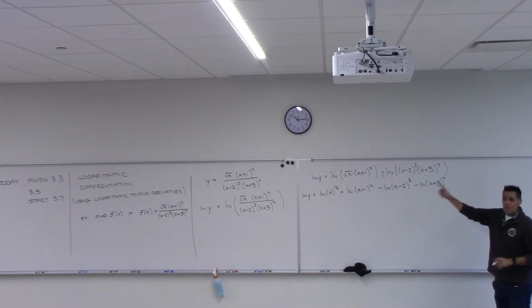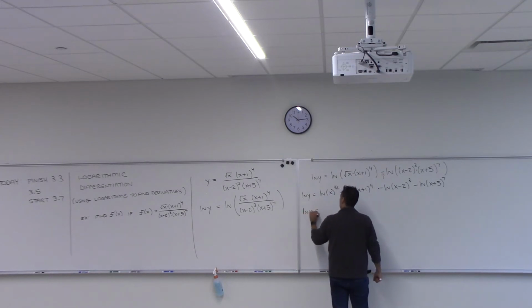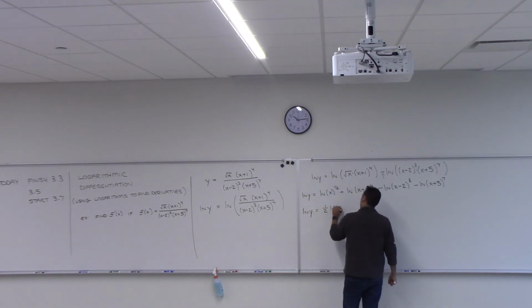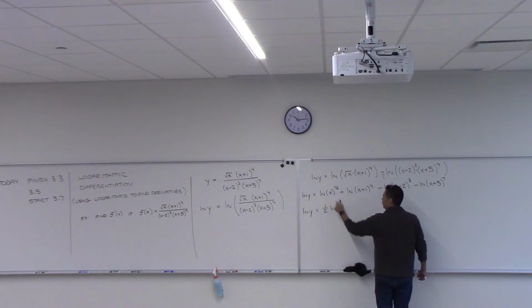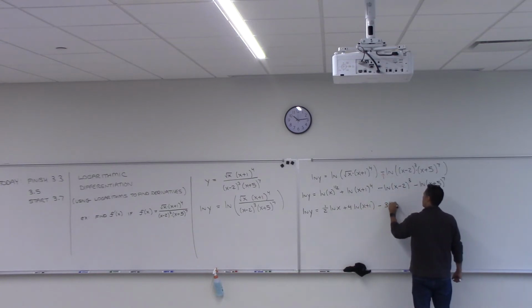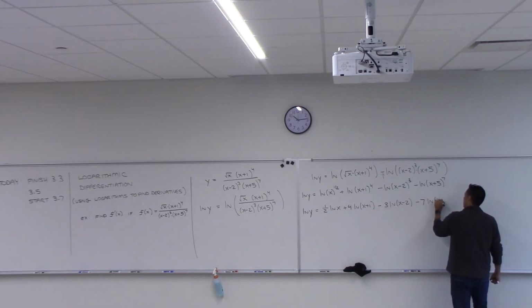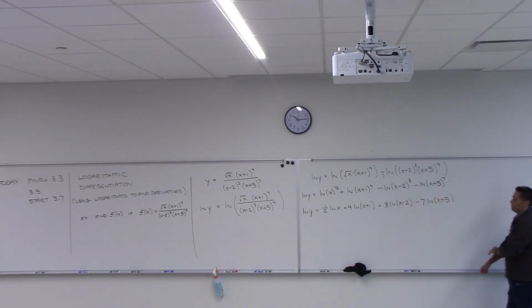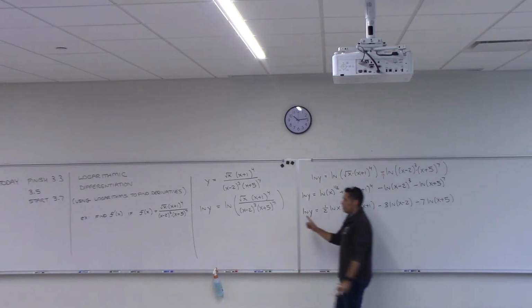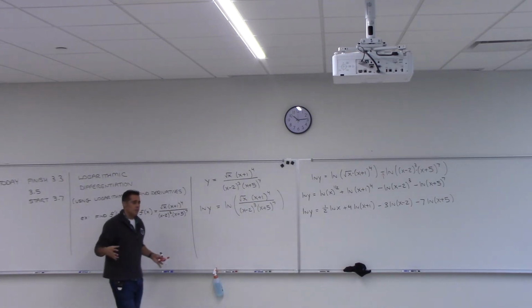Next thing, pull all the powers out front. So natural log y equals 1/2 natural log x. I don't really need the parentheses anymore. Plus 4 natural log x plus 1 minus the 3 comes out, natural log of x minus 2 minus the 7 comes out, natural log x plus 5. There we go. We have expanded this expression using the properties of logarithms.